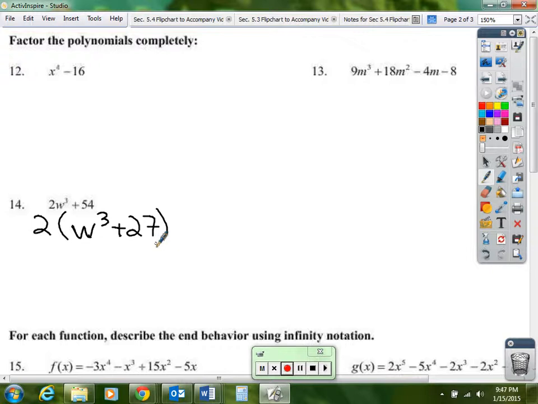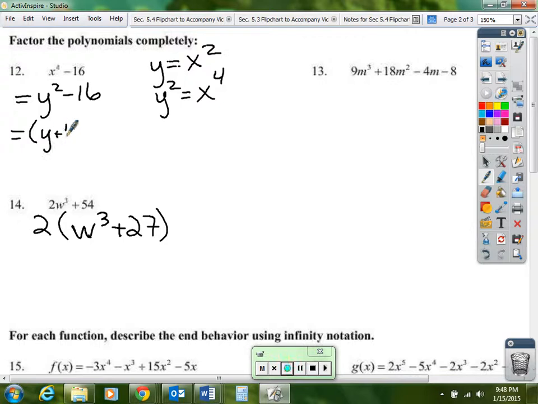Let us go back up to number 12. This is of quadratic form. How do we know? We see only 2 terms. It reminds us of a difference of squares. Using a simple substitution, y is equal to x squared. Therefore, y squared is equal to x to the fourth. Substituting in y squared for x to the fourth, we now have y squared minus 16. This is the difference of squares, and we factor y plus 4, y minus 4, as we have done many times before.